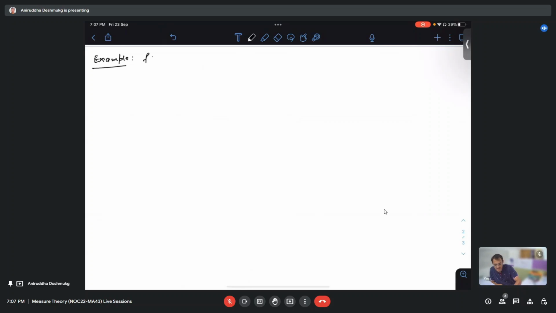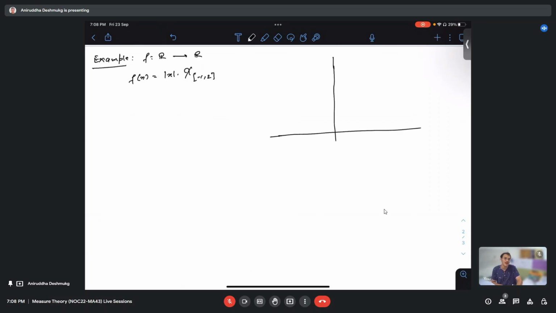So let us start with an example. Let us look at this function f from R to R, defined as f(x) is mod x times chi of minus 1 to 2. And this is a closed and bounded interval. So how does this function look? Let us first draw it. Let us try to see whether we can calculate its area using simple geometric tools, because this function is really easy to see. It is mod x, so it may consist of two triangles, and we know how to calculate the area of triangles using simple geometry.